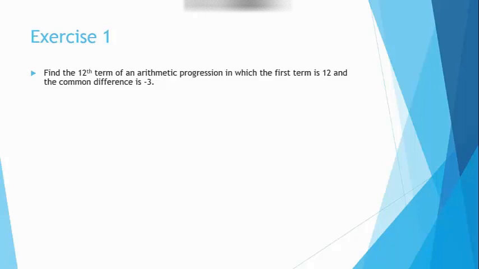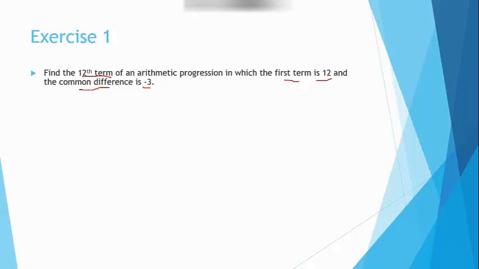Okay, friends, let's try this question. Find the 12th term of an arithmetic progression in which the first term is 12 and the common difference is negative 3. Let's start by underlining the important keywords. The 12th term of an arithmetic progression is what we need to find out, and the first term is 12 and the common difference is negative 3.